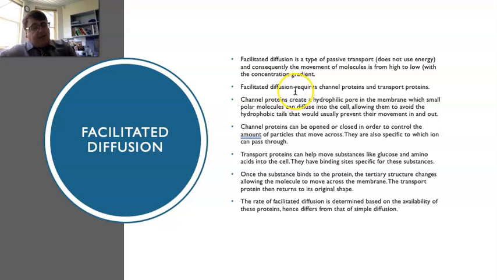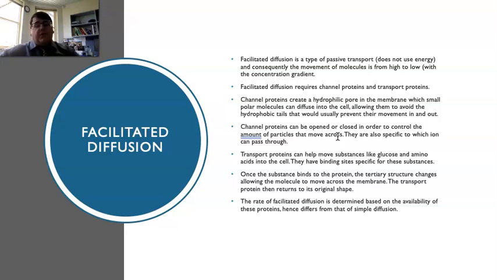Facilitated diffusion does, though, require channel proteins and transport proteins because the particles are often too big to move across the cell membrane. So we need to have some channels or proteins to allow them to move through. Channel proteins themselves will have a hydrophilic core in the membrane, so those small polar molecules will be able to diffuse through the cell because they're never having to be exposed to that hydrophobic section of the lipid tails that will repel them. Channel proteins can be opened or closed to control how much of those particles are going to move across, and they're also specific to specific ions.